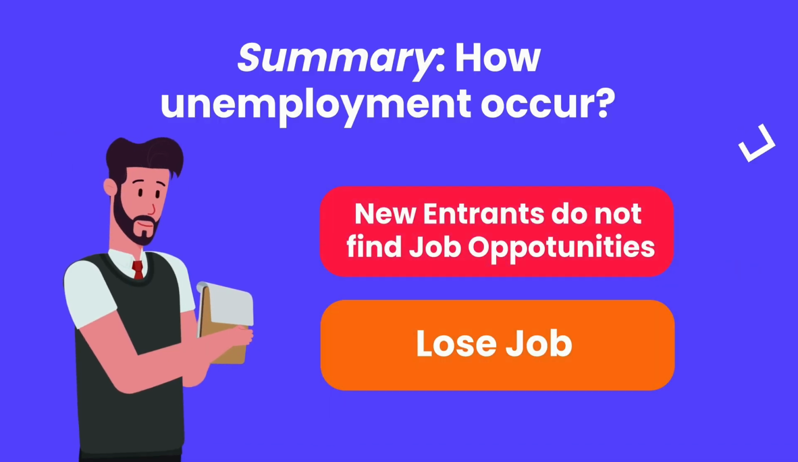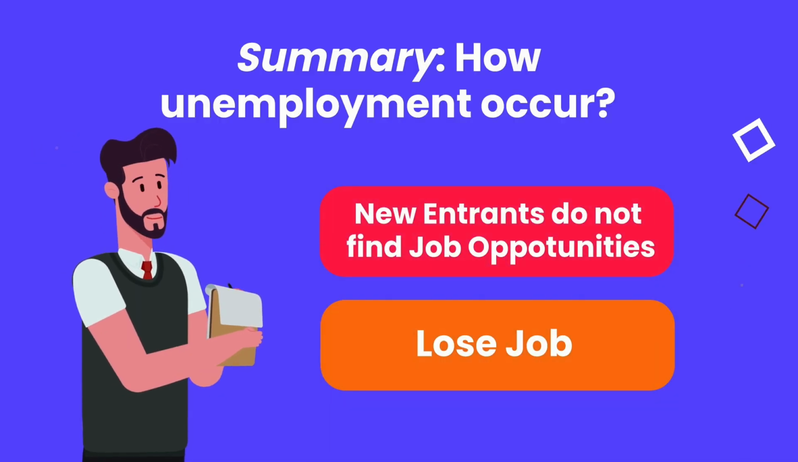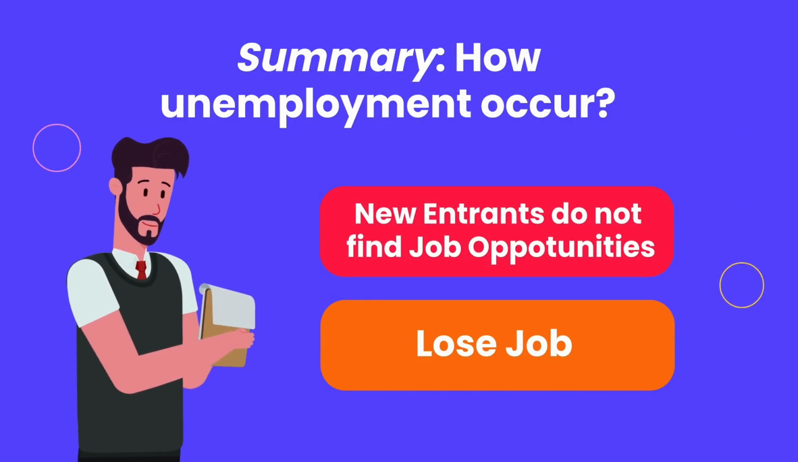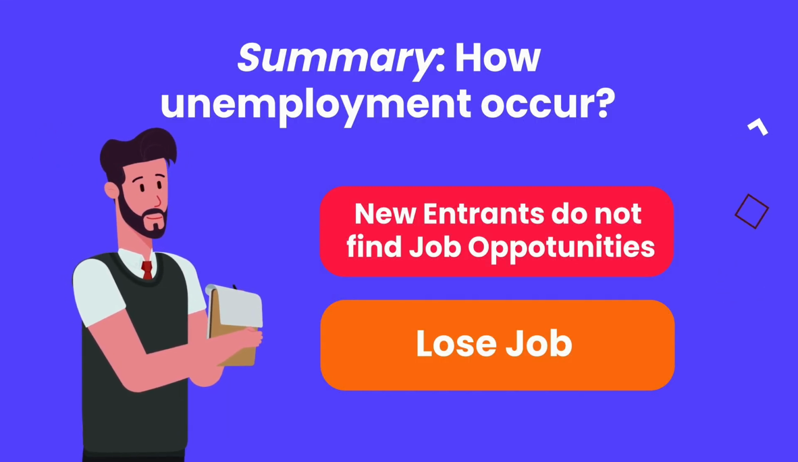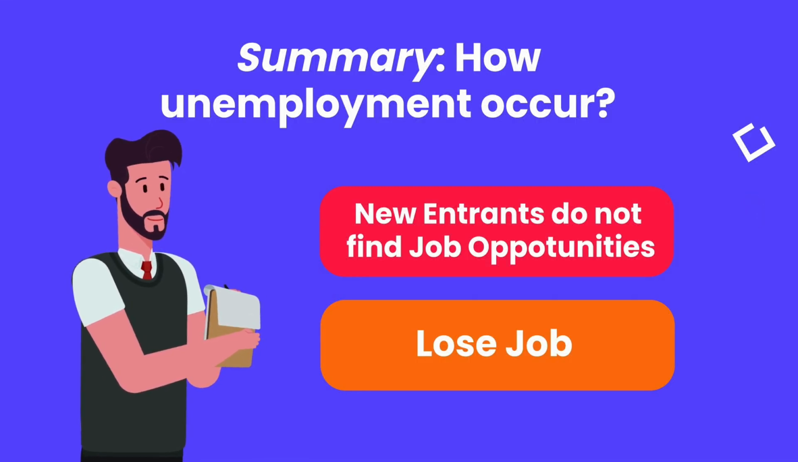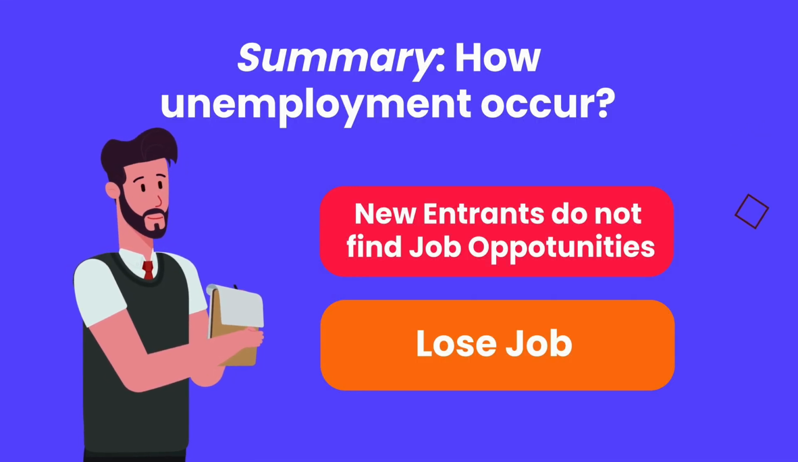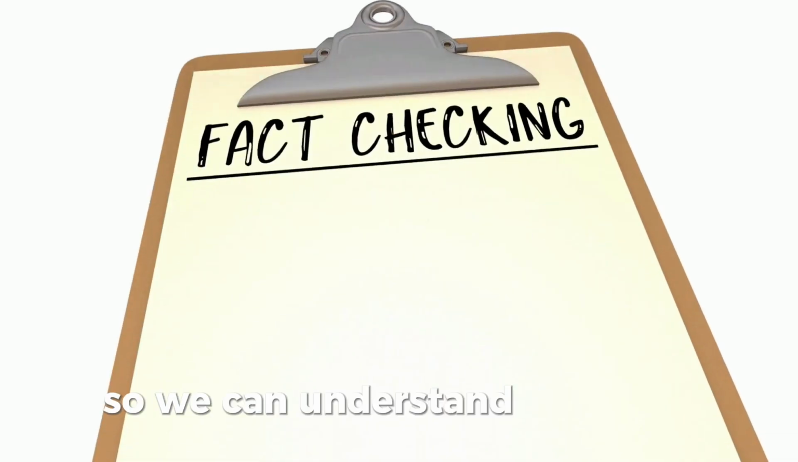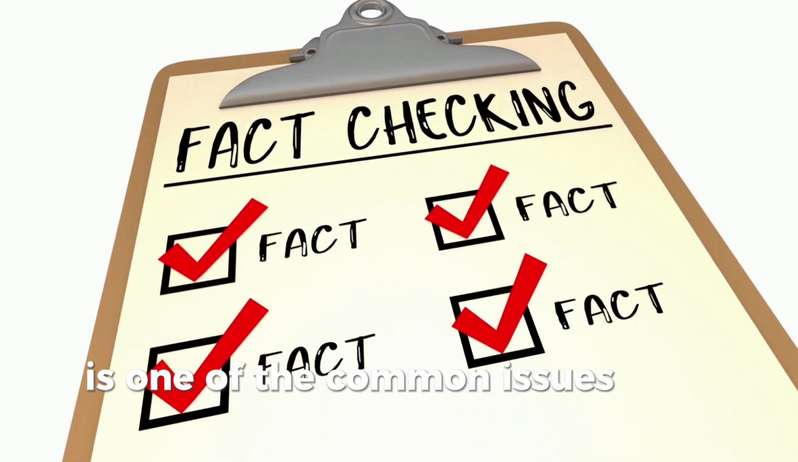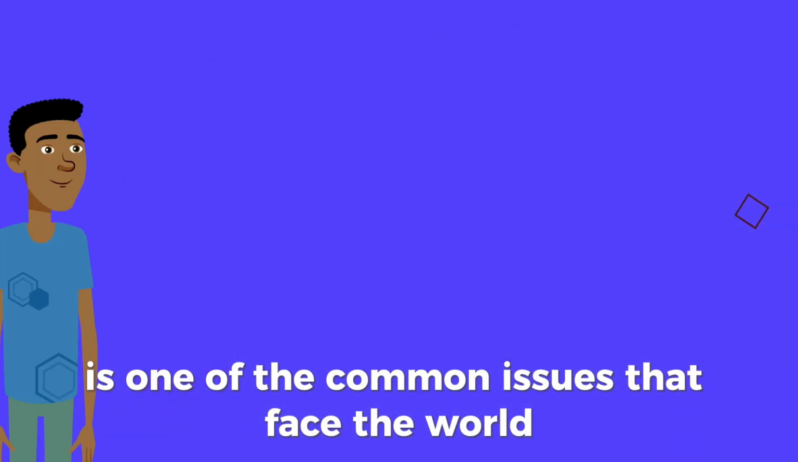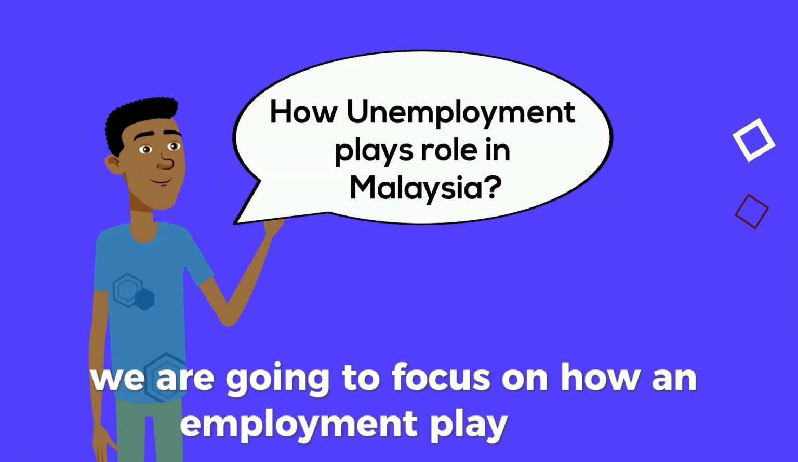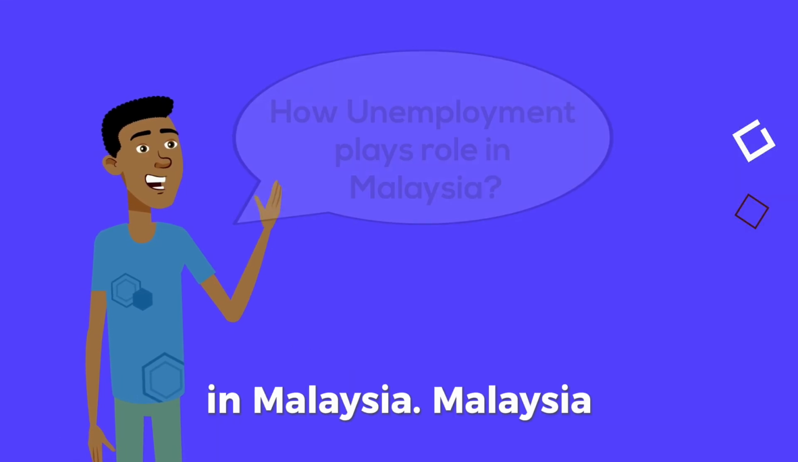So you might ask how unemployment happens. Basically, unemployment occurs when new entrants to the labor market don't find employment opportunities. Also, when people lose their jobs, voluntarily or not, and are looking for a new one. So we can understand from this that unemployment is one of the common issues that face the world. But in this video, we are going to focus on how unemployment plays a huge role in Malaysia's economy.